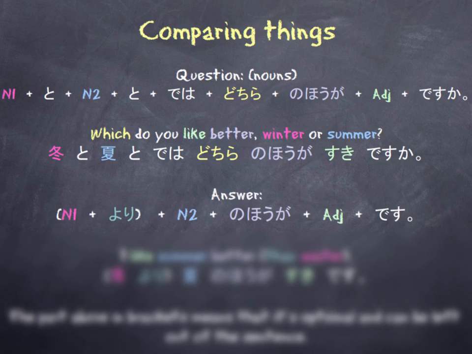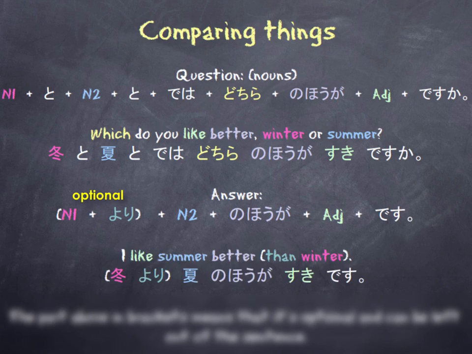Now to answer that question, we can put the first noun and follow that with yori, then the second noun, and then finish with no hou ga and the same adjective that we've used in the question and desu. So for example, I like summer better than winter. So this part in brackets can actually be left out. We don't actually need to say this part.